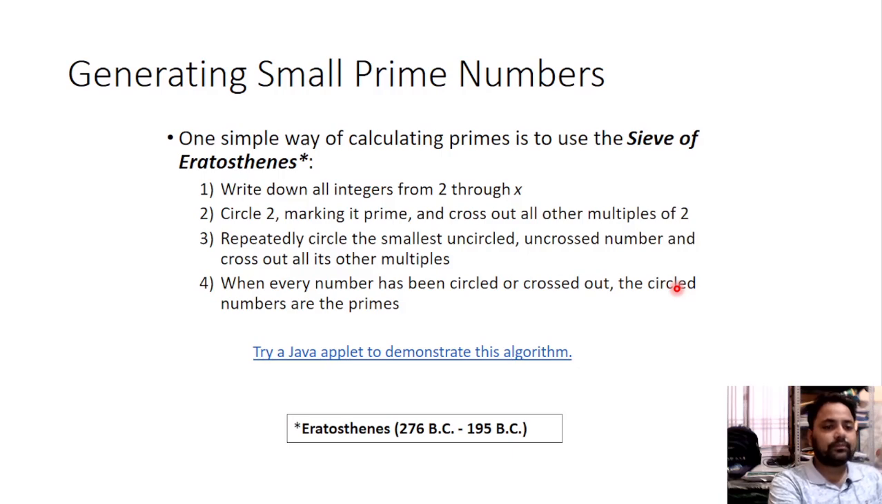Eratosthenes. Generating small prime numbers. One simple way of calculating primes is to use the sieve of Eratosthenes.